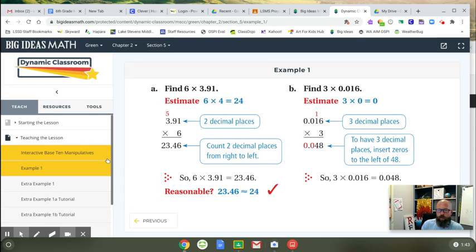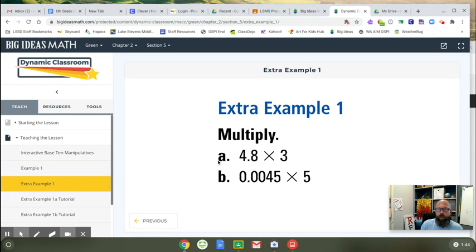Let's take a look at some more here. Again, this is just multiplication like you've done many, many times. All we have to do now is count the decimal places and reinsert it back into our answer. All right, here's 2 examples. You should try these on your own. Write out 4.8 times 3 and 0.0045 times 5 and see what you get. Don't forget to count your decimal places. This one has 1. This one has 1, 2, 3, 4.